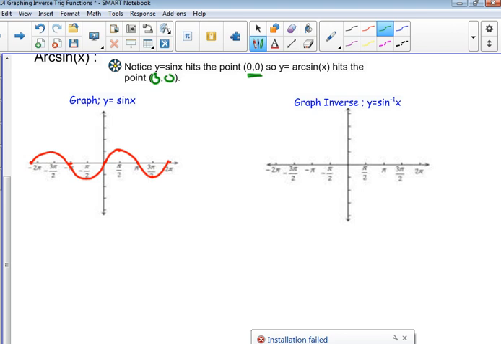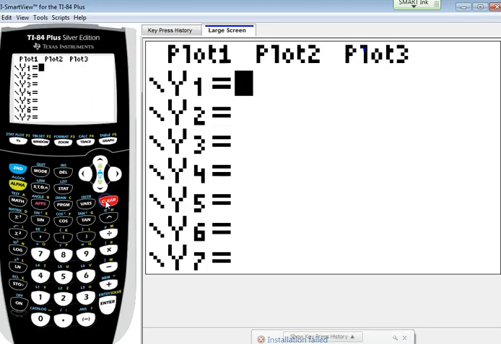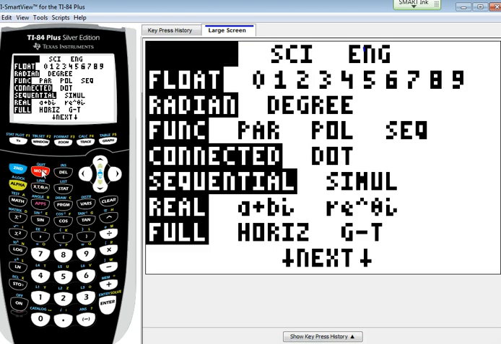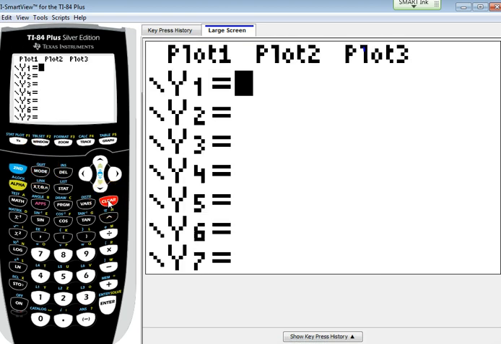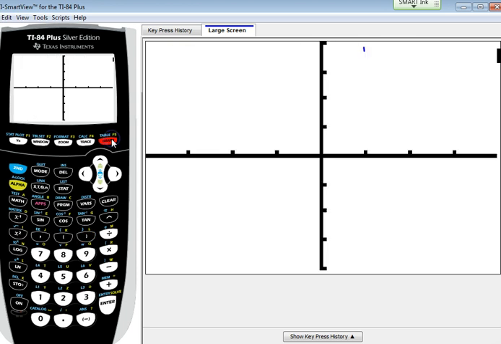Let's graph this in the calculator so we can make sure we understand what way the shape should be going. So what do we do? We go to y equals. Make sure we are in radian mode because we're graphing. And we need to go to second sine. That's how we get the inverse, or the arc. Put your little x in. And then we're going to graph.